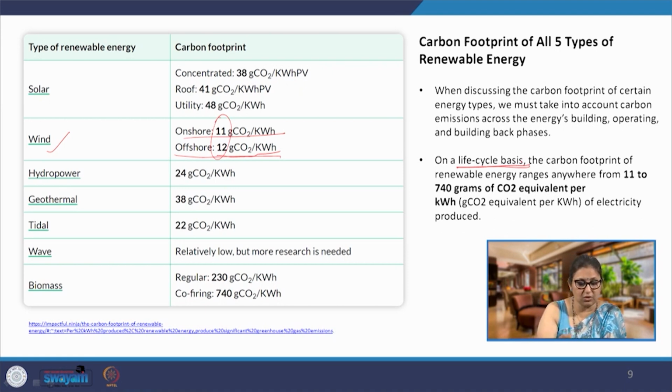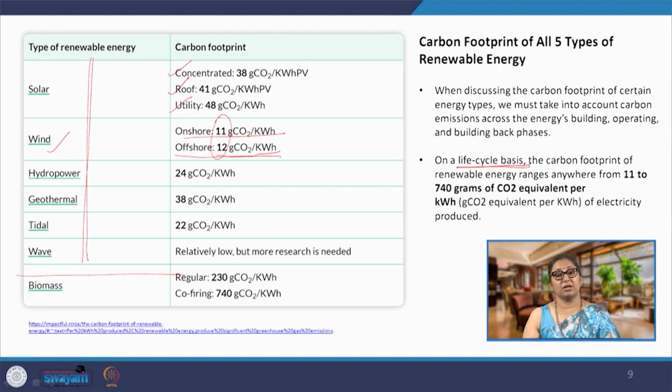If you look at solar, different types, concentrated solar thermal, roof, utility, all of them are also almost 50 times less or 100 times less emission causing than the conventional sources of energy. So, we see this with all of them except biomass. Biomass is also significantly lower than the conventional sources of energy, the hydrocarbons or fossil fuels, but comparatively much larger than all other sources of renewable energy.